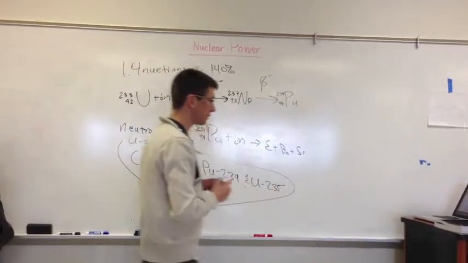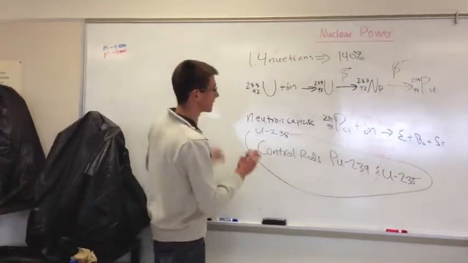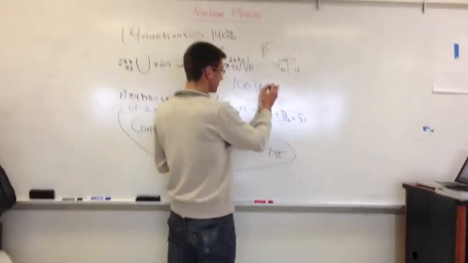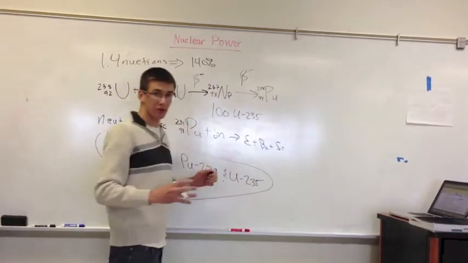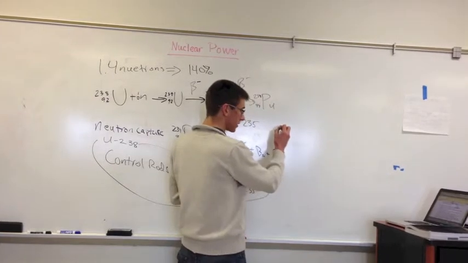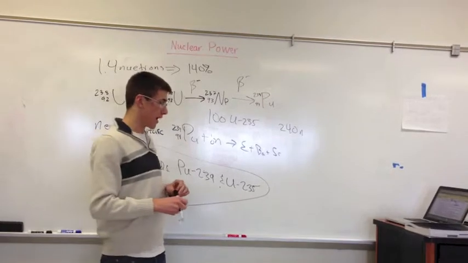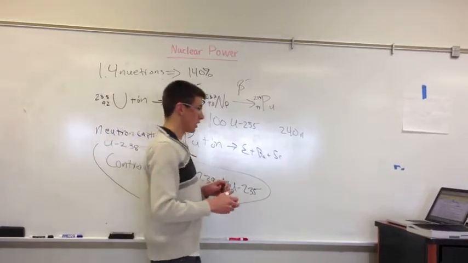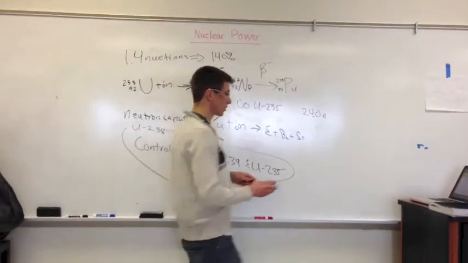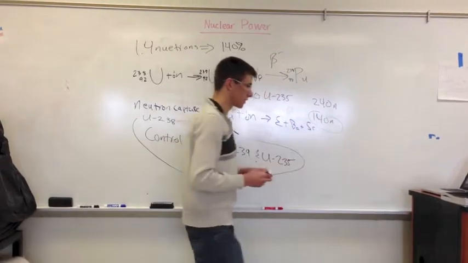So, for example, if you have 100 uranium-235s, and they go through this whole process of fission, they're going to produce 240 neutrons. Now you're going to need 100 of those for your reactor to go again, because you want to make 100 more of these uranium-235s. So you're going to end up with 140 neutrons left, which is where you get your 140% efficiency.